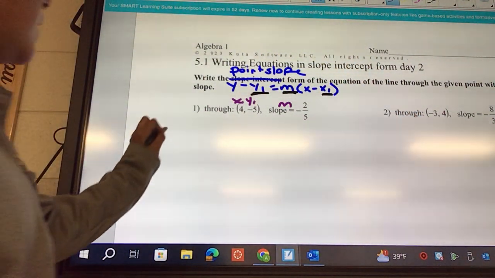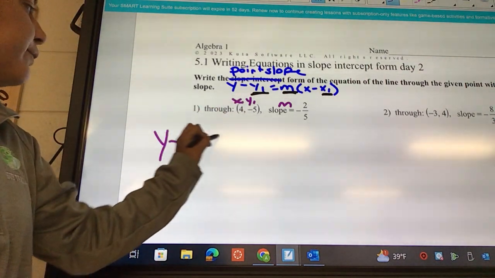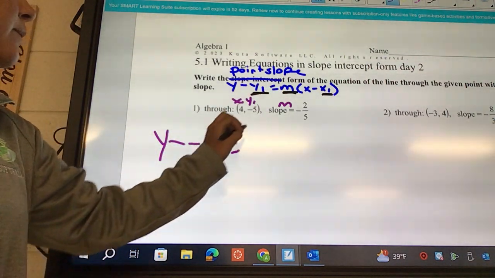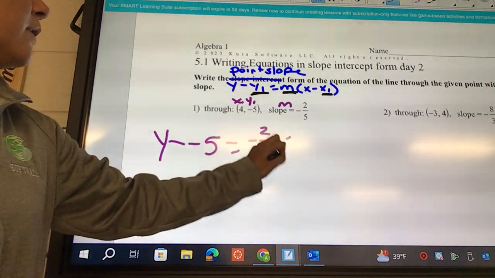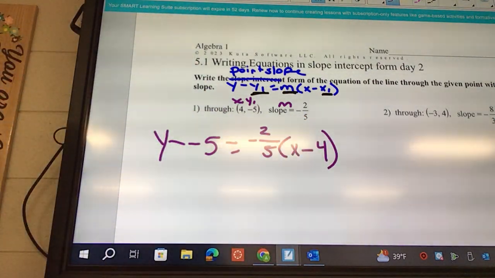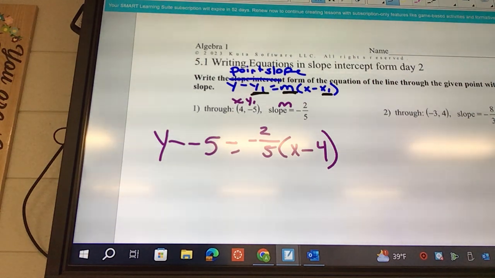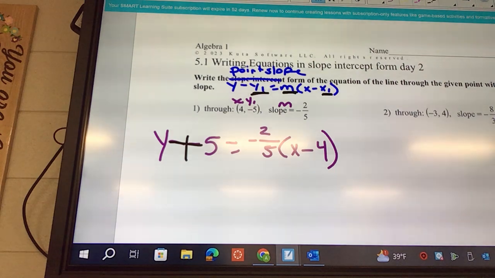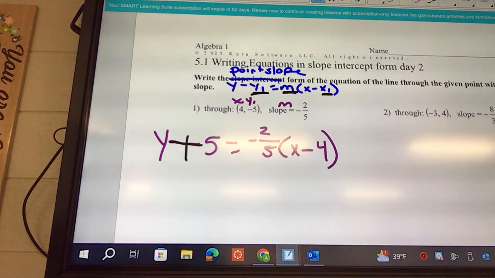So it's going to look like y minus, well, my y1 is -5, equals m is -2/5, x minus, well, my x1 is 4. We're just plugging that into the formula. However, that y minus -5, a minus is really a what? It's really a plus. So right here should be a plus, not a minus. It's not a plus minus or a minus plus, it's just a plus. Don't write the plus and then the minus. And so then this one is done.